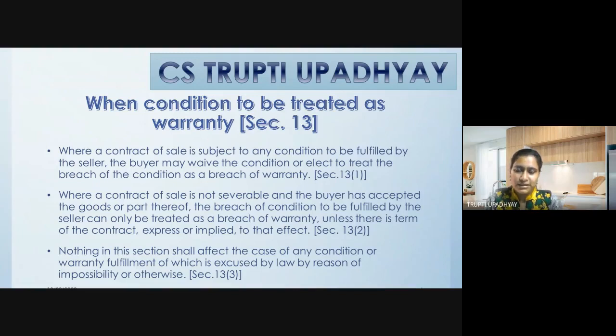Now the fourth case. In the fourth case, the condition is excused by law by reason of impossibility. This means that suppose there is an amendment in the Act itself, that is the Sales of Goods Act, and previously six conditions were there. We are talking about the implied conditions. So six conditions are there in the Act which need to be fulfilled. But here, after the amendment, only five conditions are left. The last condition was repealed or cancelled by the amendment.